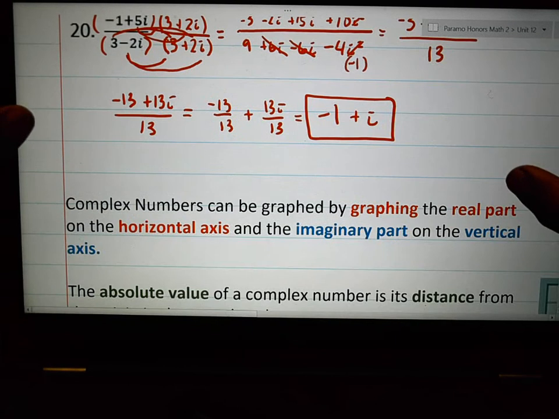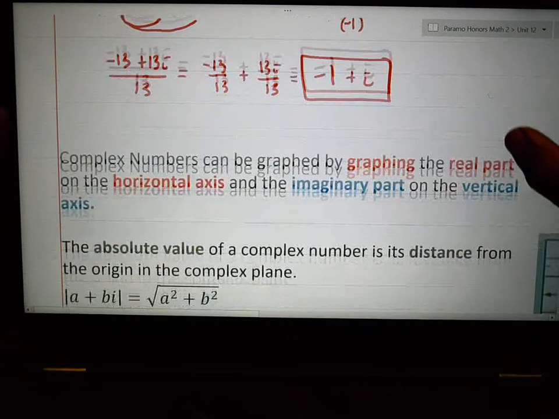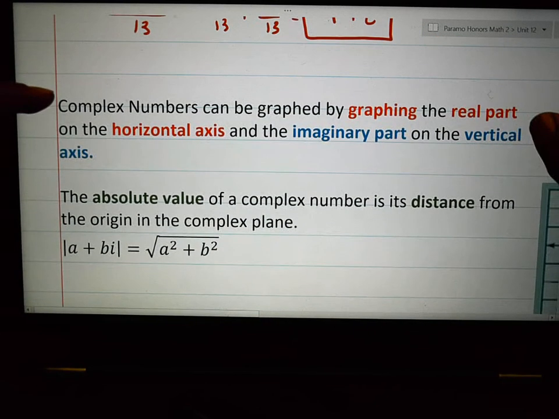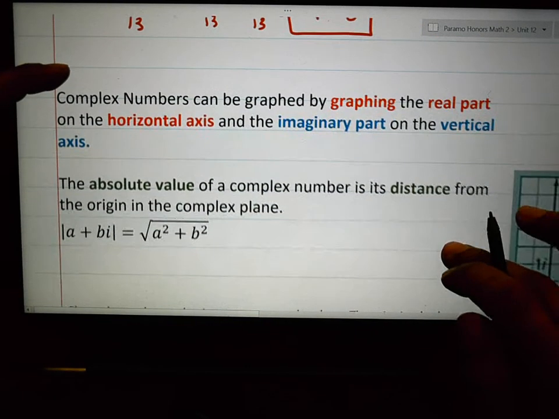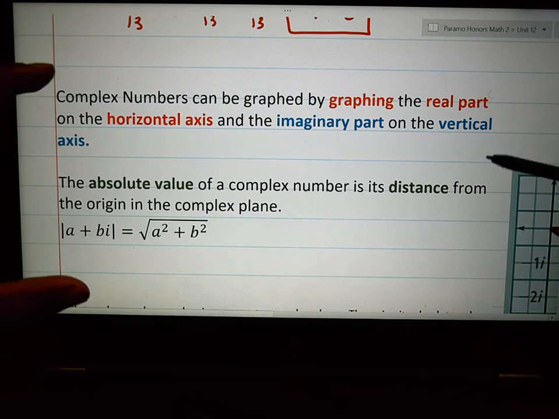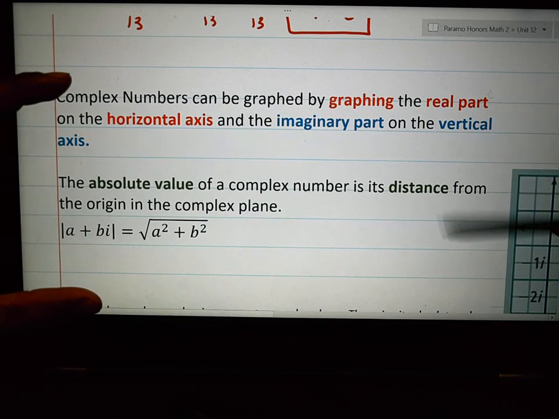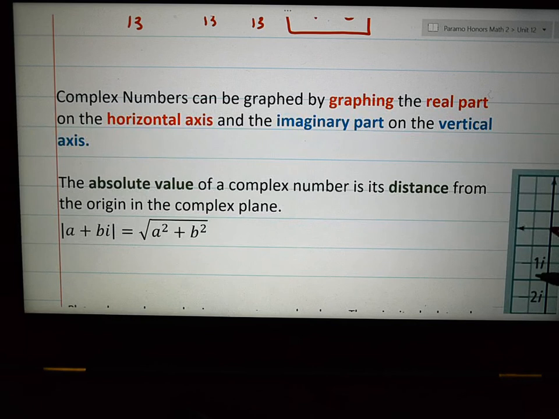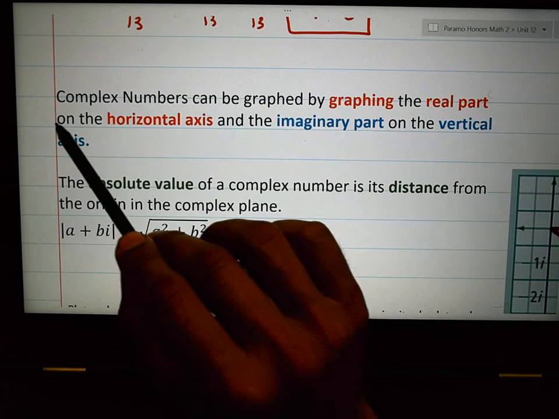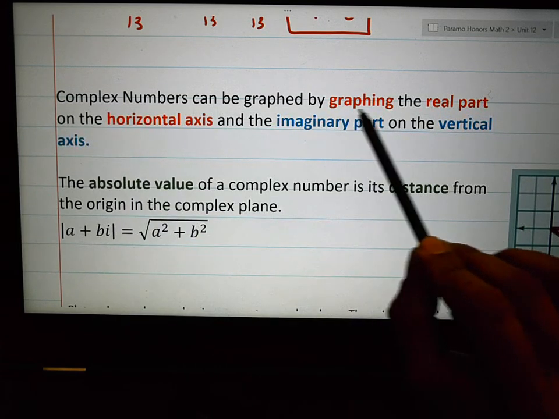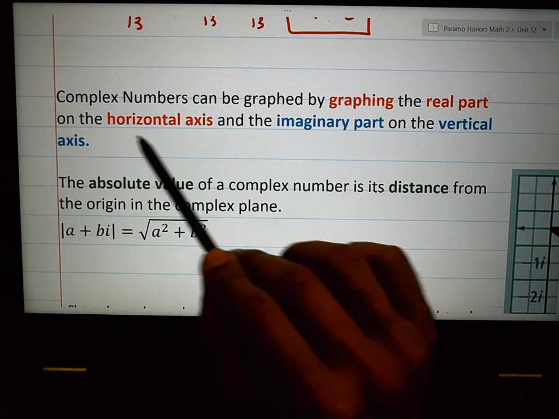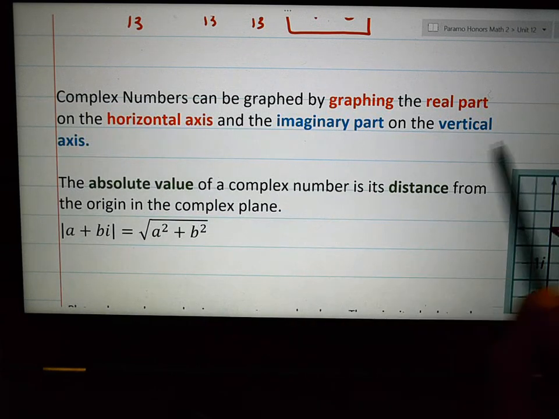So the last thing that I have to cover is dealing with graphing. And I know I told you that I was going to have you write this stuff down, but instead we're going to read it so I can continue this recording and finish by the time the bell rings. Let's read this together. Complex numbers can be graphed by graphing the real part on the horizontal axis and the imaginary part on the vertical axis.